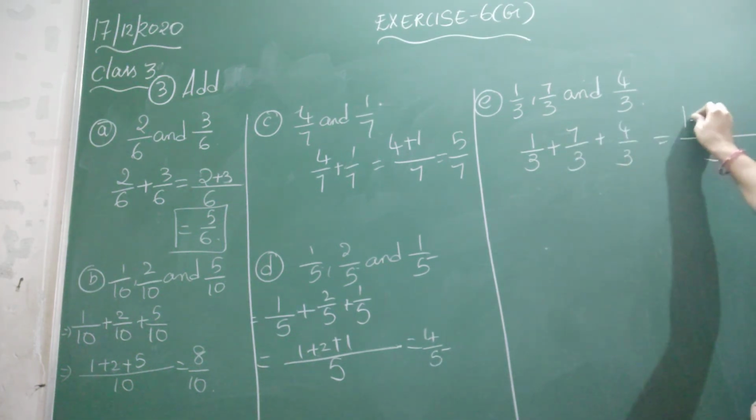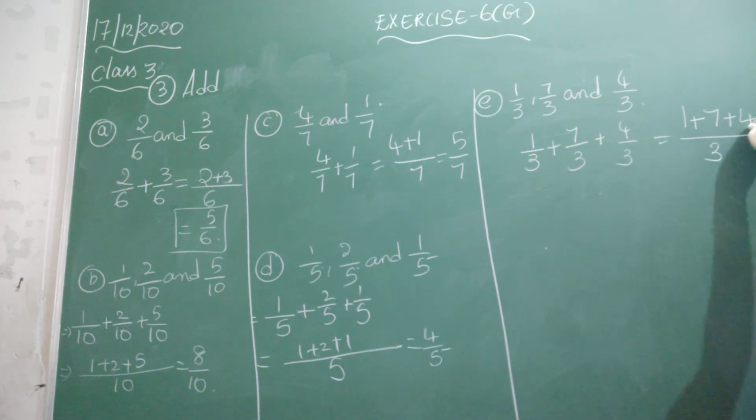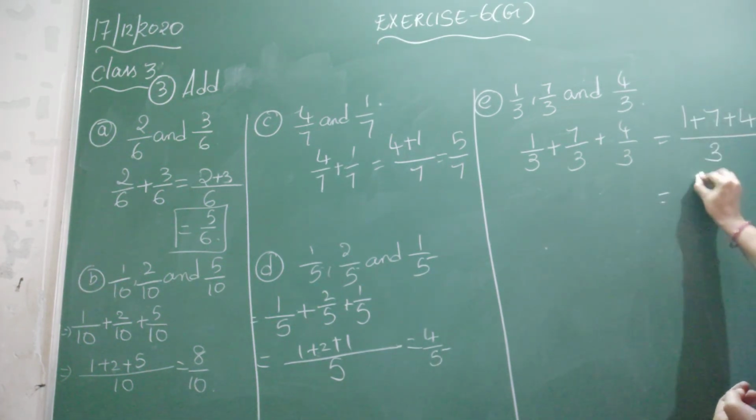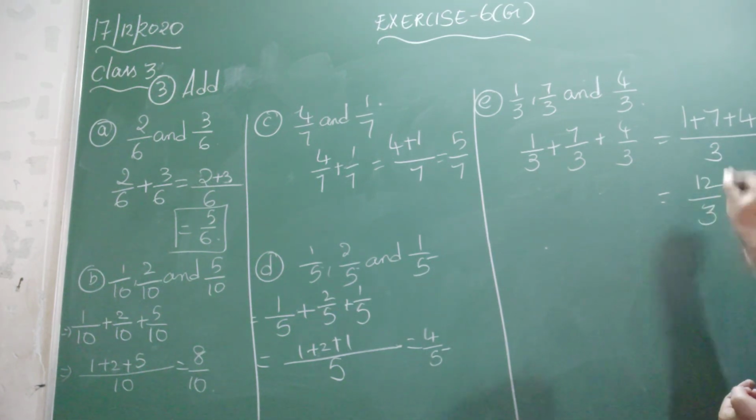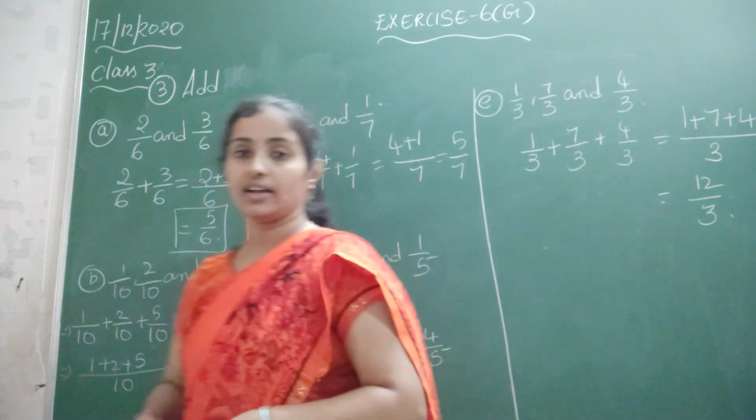Then add 1 plus 7 plus 4. How much is it? 1 plus 7, 8. 8 plus 4, 12 upon 3 is the required answer.